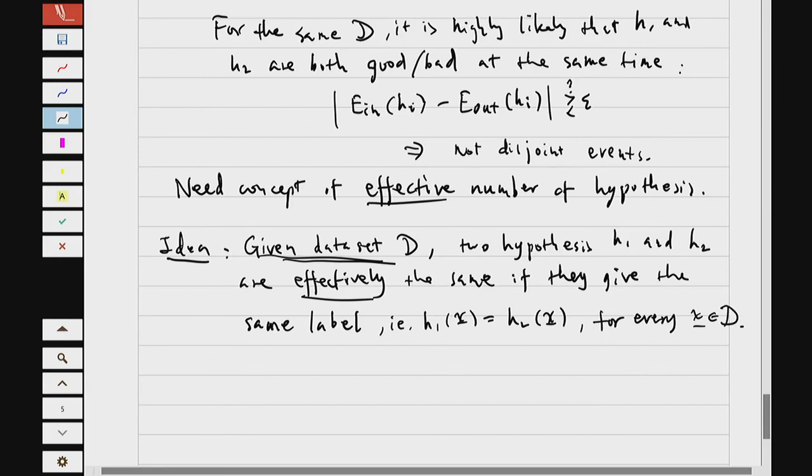Now, how do we mathematically expand on this and make it precise? We're going to take a break, and then we'll come back to discuss the mathematical details of this idea.